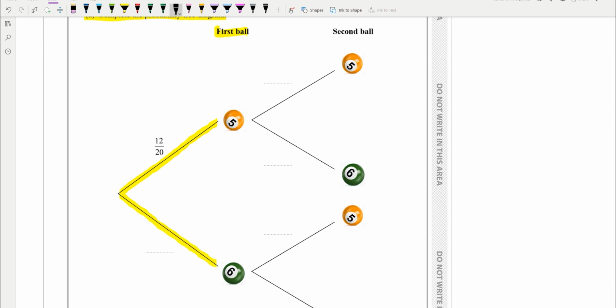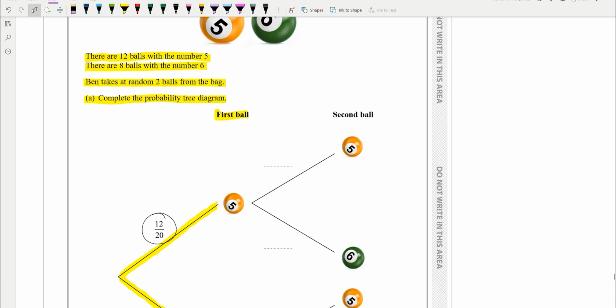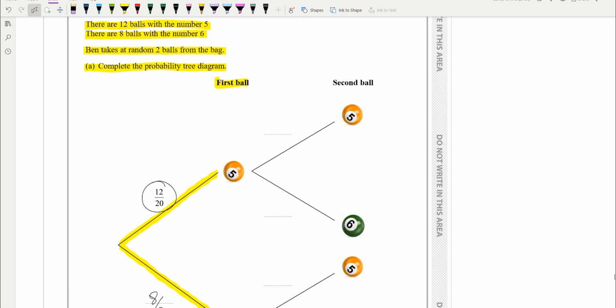So we can take it as 8 out of 20, because 8 out of 20 is 1 minus this branch, which is 1 minus 12 out of 20. This will give us this one, which is 8 out of 20. Hopefully you understood this. Then we can go ahead with the next branch.